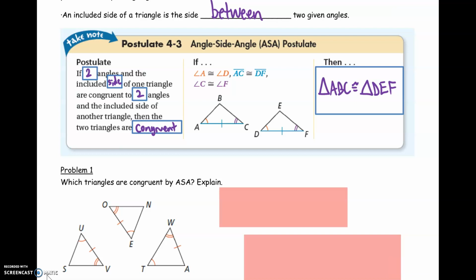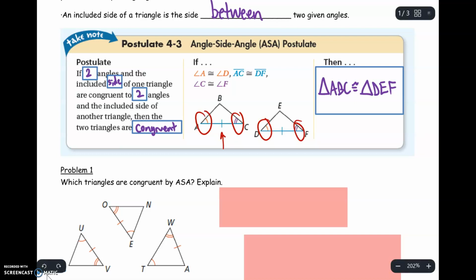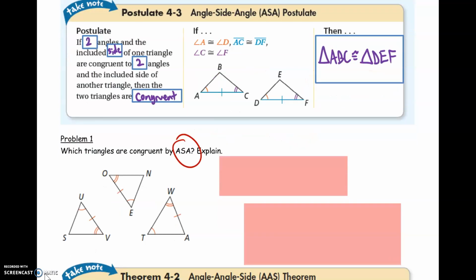So in this case, if it looks like I have angles A and C that are congruent to angle D and F, and that side that's included between the two, AC and DF, is also marked congruent, that is going to be a proof that those two triangles are also congruent as a whole. If we're then given a question to decide which triangles are congruent by this new property, angle side angle, we just have to examine the evidence that we're given in the diagrams.